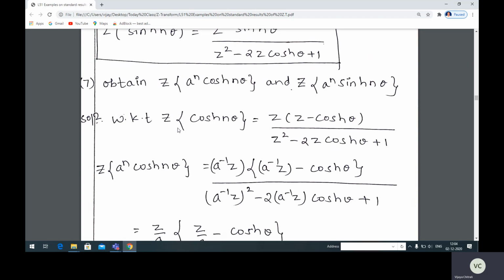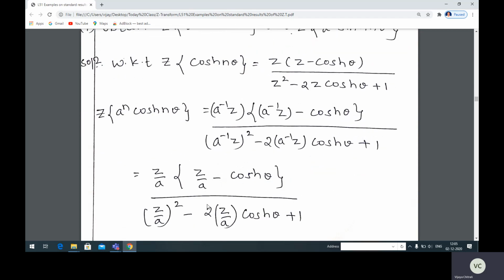Now we know that z transform of cos hyperbolic n theta is equal to z minus cos hyperbolic theta divided by z square minus 2z cos hyperbolic theta plus 1. Now the z transform of a raised to n cos hyperbolic n theta, apply damping rule. So replace z as z by a. So we'll get here z by a minus cos hyperbolic theta divided by z by a raised to 2 minus 2 z by a cos hyperbolic theta plus 1.